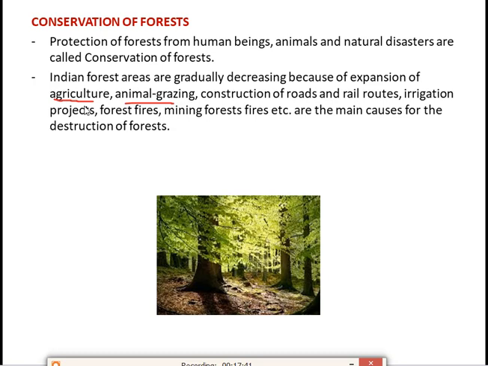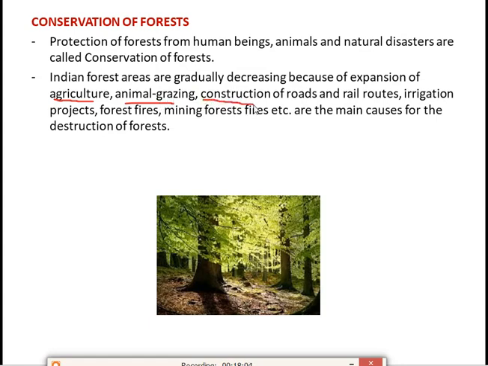Agriculture means most of the people are involved in agriculture in our country, right? So they are cutting down the trees to make agriculture fields, and they are growing the crops over there. Animal grazing: people will leave their cattle or cows in the grassland areas, in the fields where grasses are present, and animals will graze that grass. So that is also one of the causes for destruction of forests.